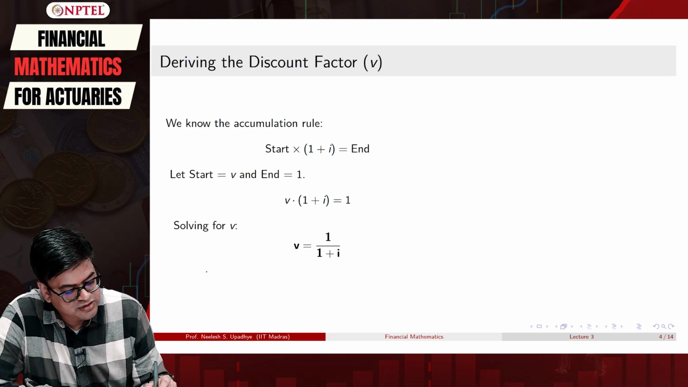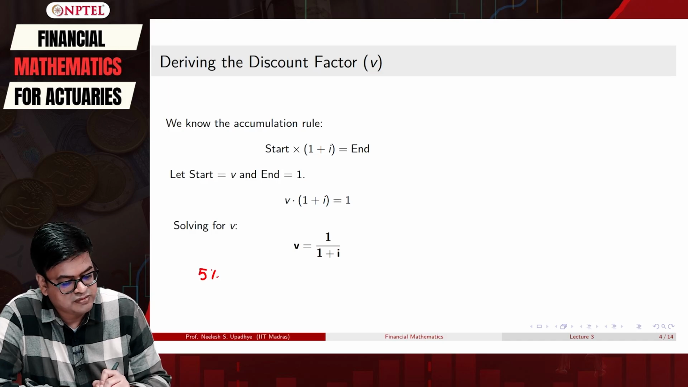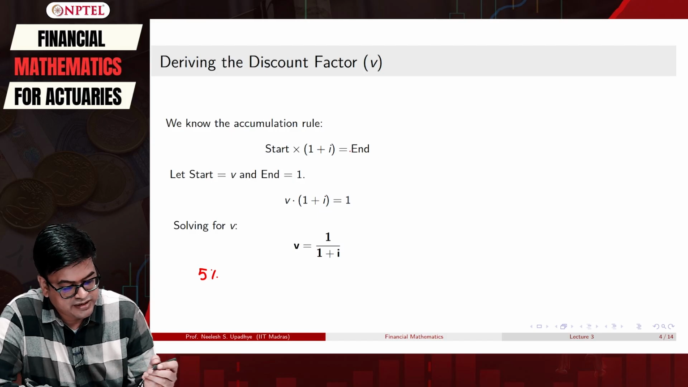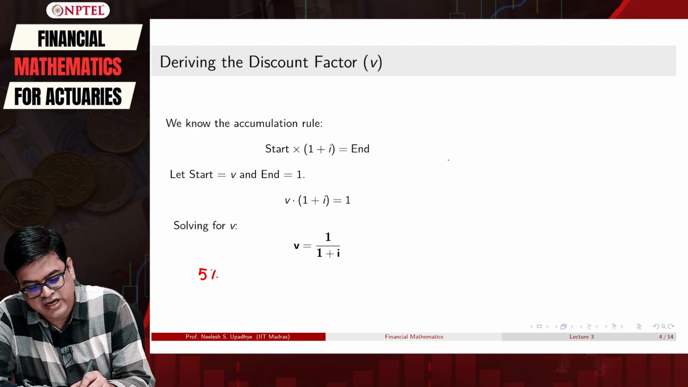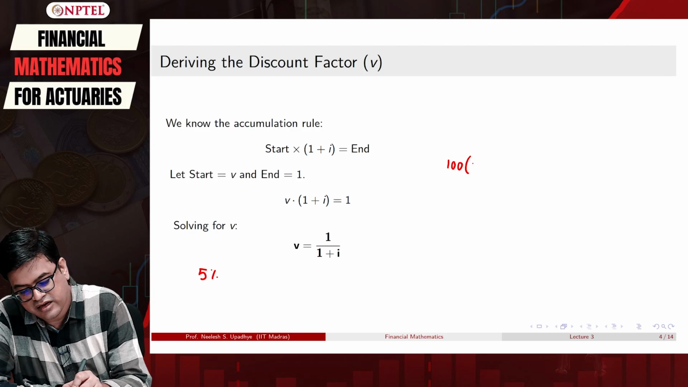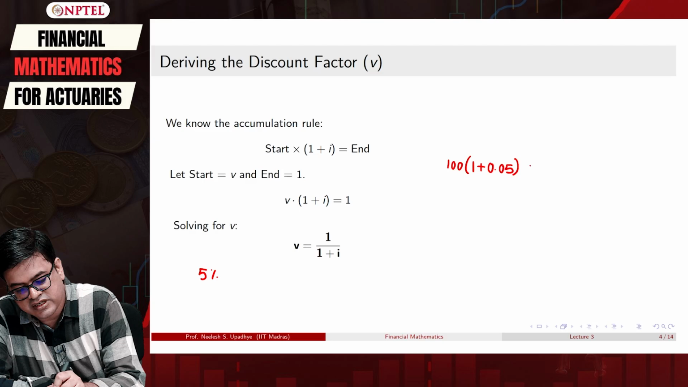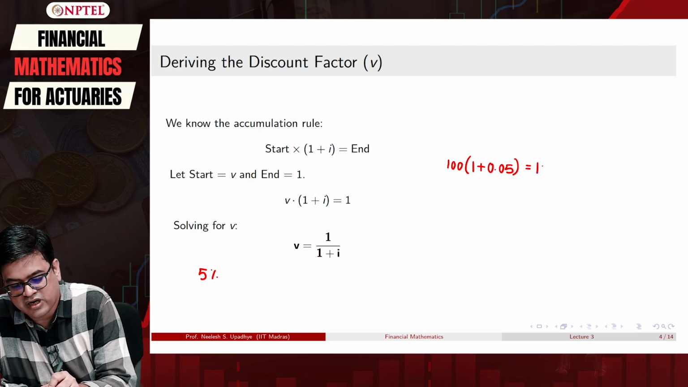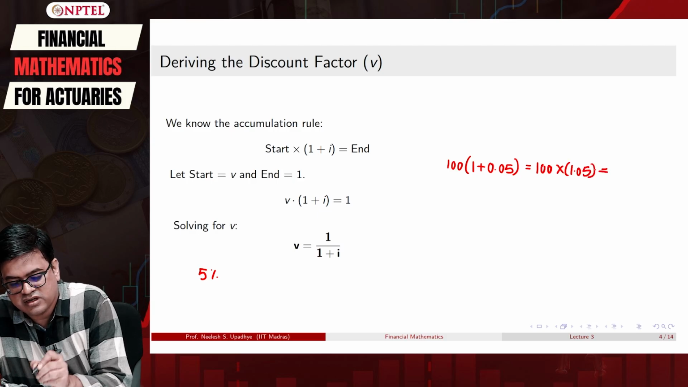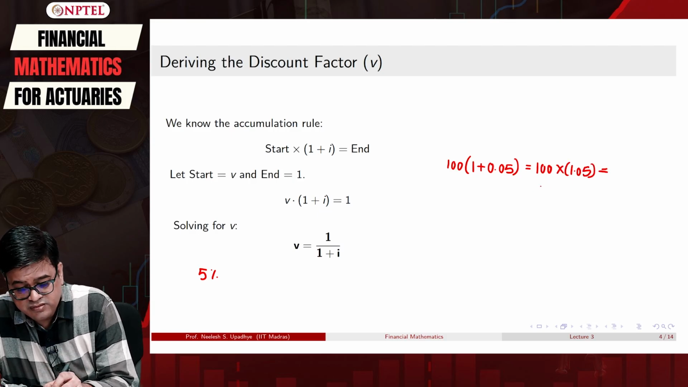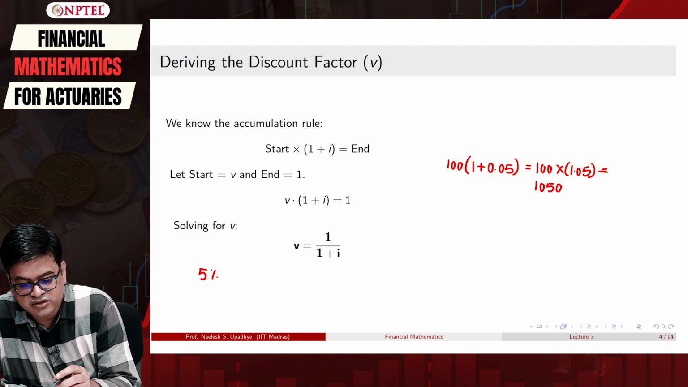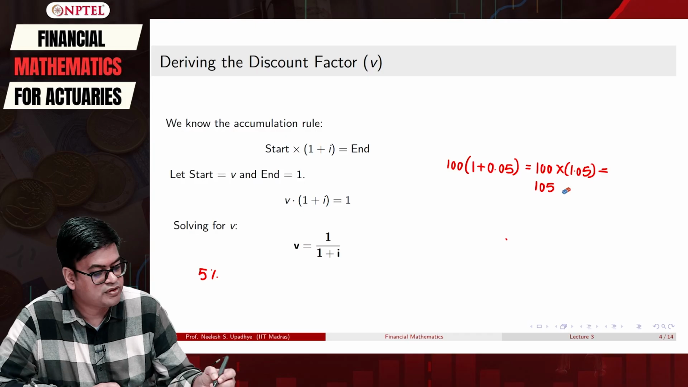So let us say your I is 5%, and then what you want to know is what will happen in the end, right? So so far what we have done, if I have 100, I want to have the next amount, so I will use this interest rate and I will have this to be equal to 100 into 1.05, and then that will come to 105.